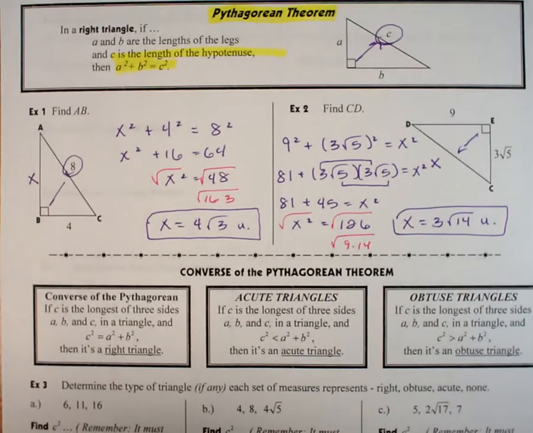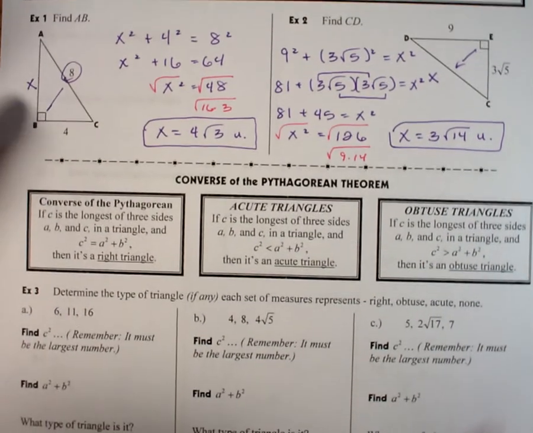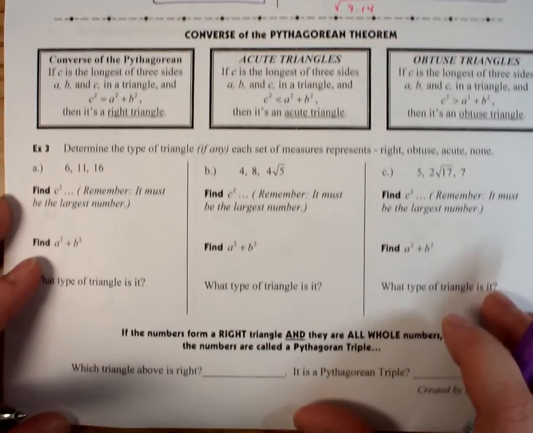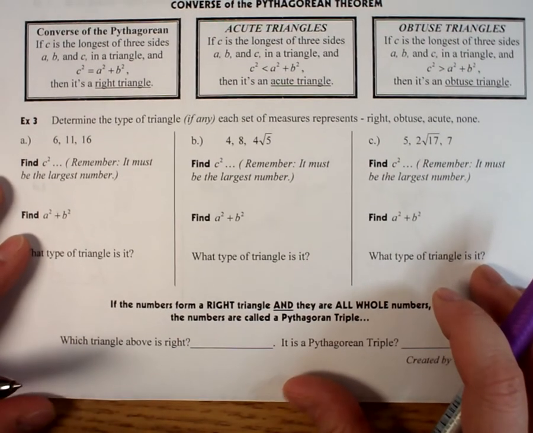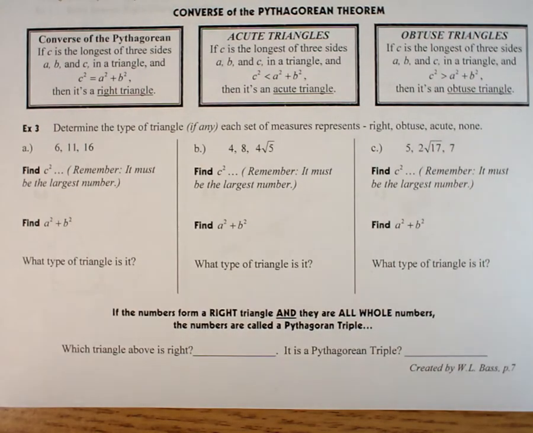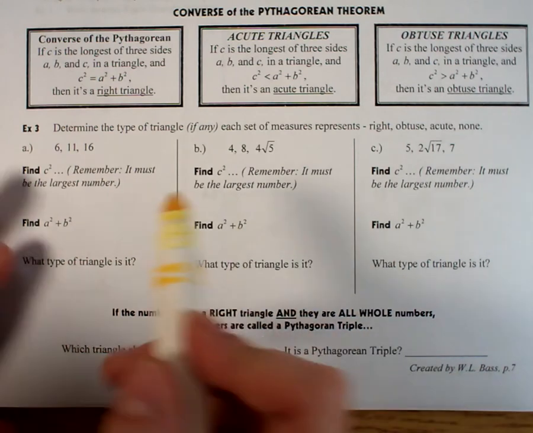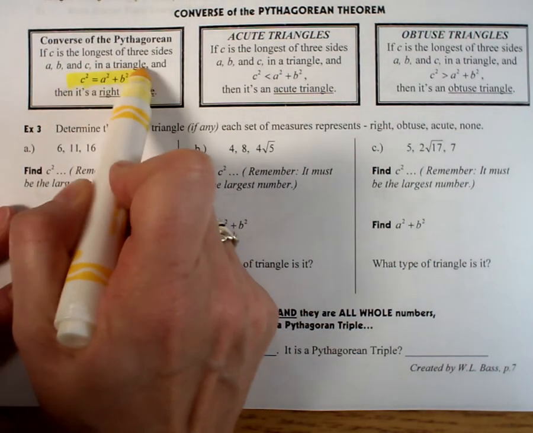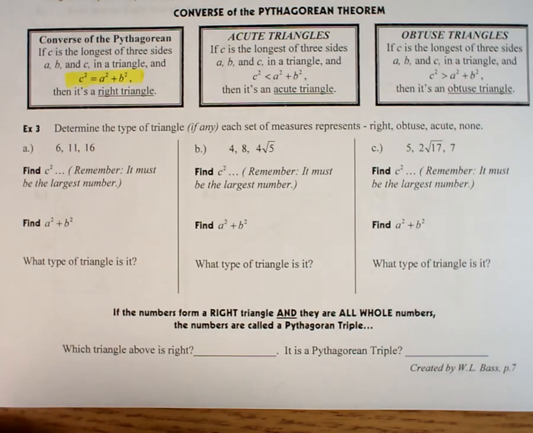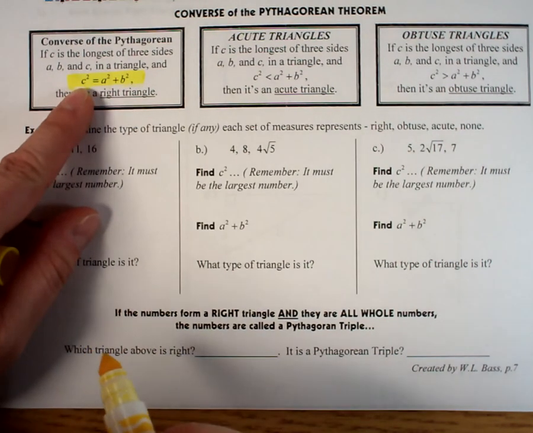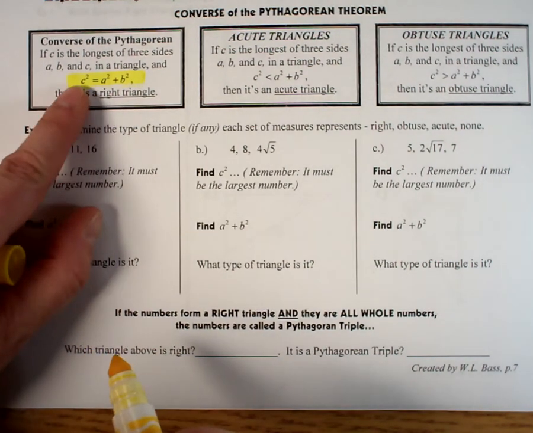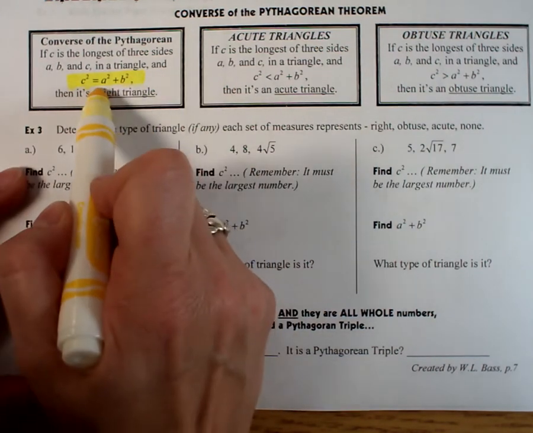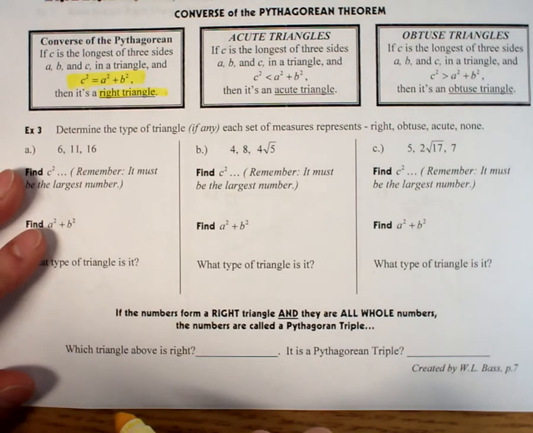So those are pretty straightforward, and we're going to use those virtually every single day. Now, the converse Pythagorean theorem is also an important idea. The converse Pythagorean theorem says that if we take 3 sides of a triangle and we evaluate the Pythagorean theorem, putting the largest side in for c, if we get a true statement where both sides are equal, the triangle must be a right triangle.